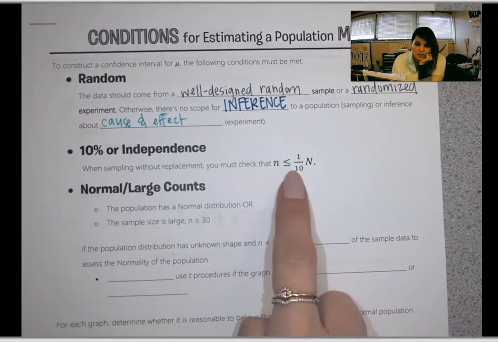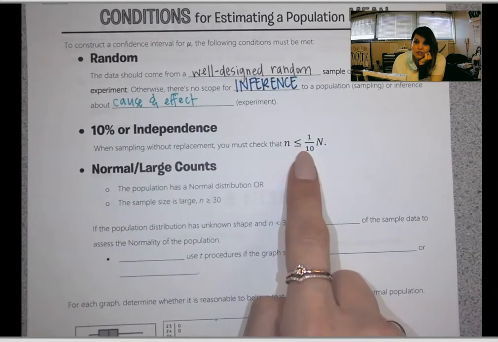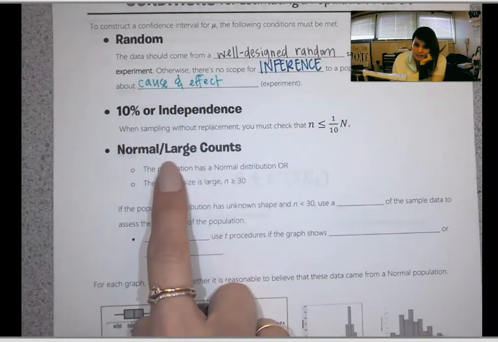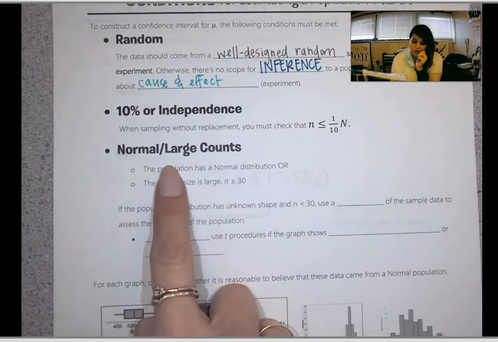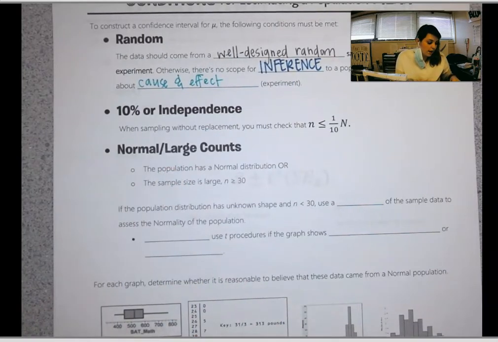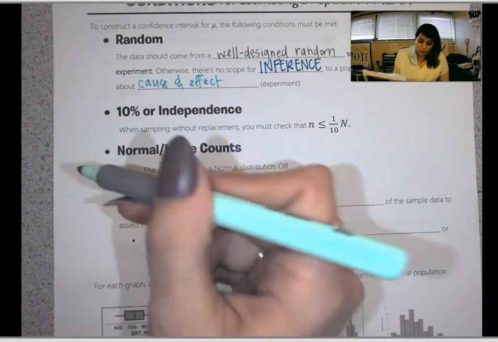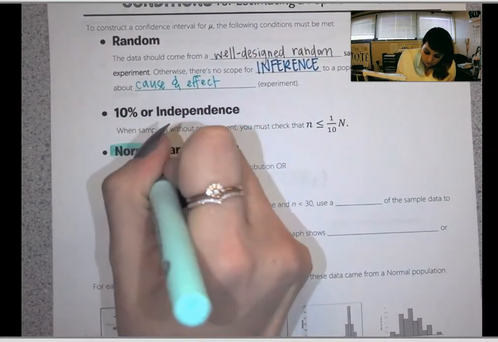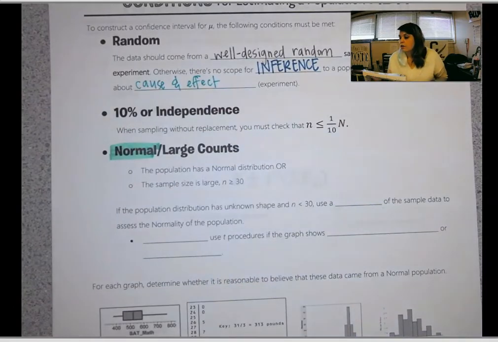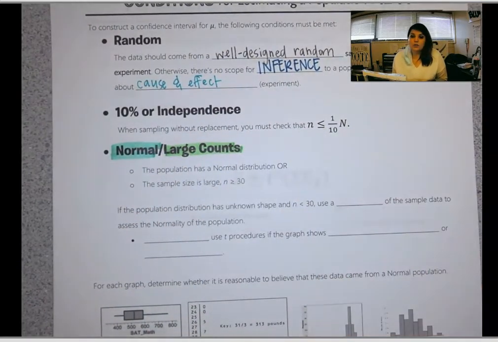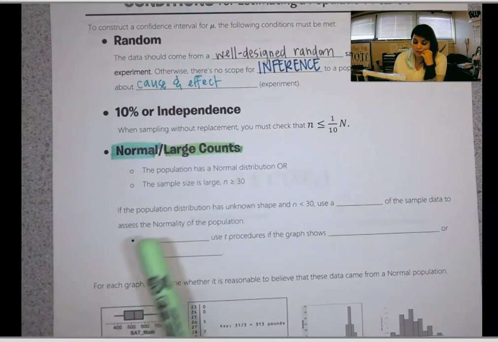Second, we check the 10% condition, and it's the same 10% condition we've been checking for last unit and this unit. Then it's the third one that makes things a little bit more challenging for us. Two things are happening here. We need to check either that the population is normal, or we need to verify that we have large counts. What we do depends on what our sample size is.